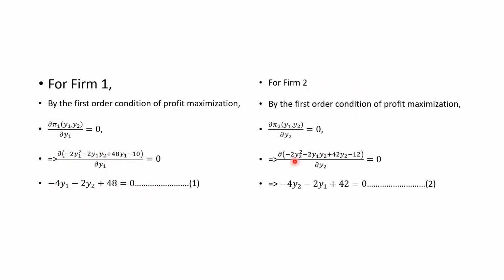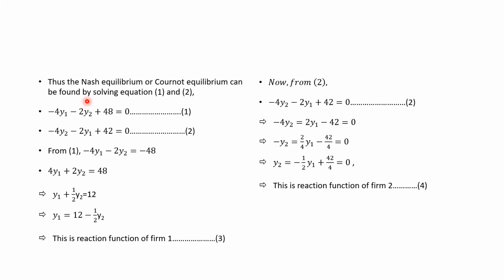For firm 2, same thing. Here, instead of 50 minus 8, you are left with 42. The derivative of minus 2y2 square minus 2y1y2 plus 42y2 minus 12 with respect to y2 is equal to minus 4y2 minus 2y1 plus 42 equal to 0. These are the two equations from which you have to solve. Using these two equations, you have to find the values of y1 and y2. Now, Nash equilibrium or Cournot equilibrium. It's a Nash equilibrium situation, Cournot equilibrium, where the two firms are in mutual equilibrium.